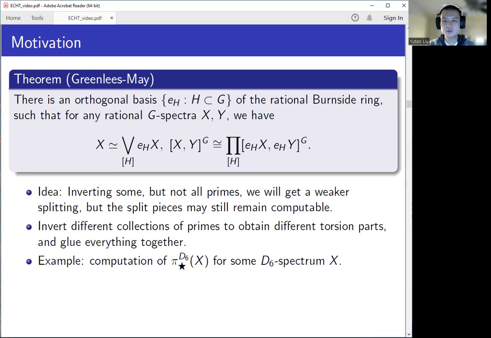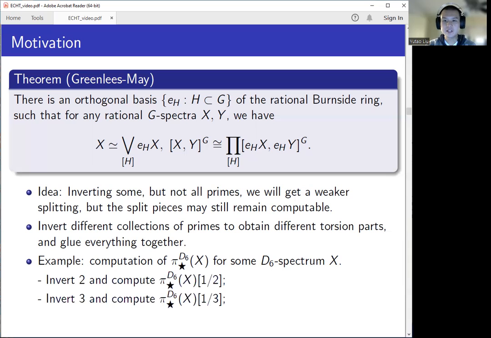As an example, assume that we are computing the homotopy of some spectrum X acted on by the dihedral group with order 6. We can invert 2 and 3 separately to obtain weaker splittings, which enable us to compute this localized homotopy of X. Then we can use the localized homotopy to recover the integral homotopy.